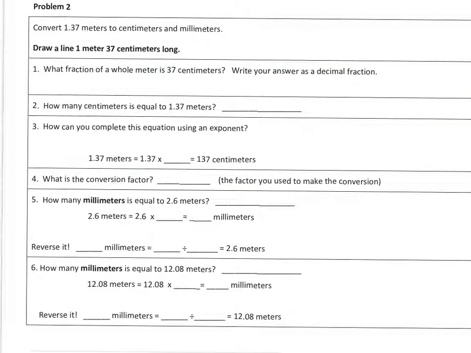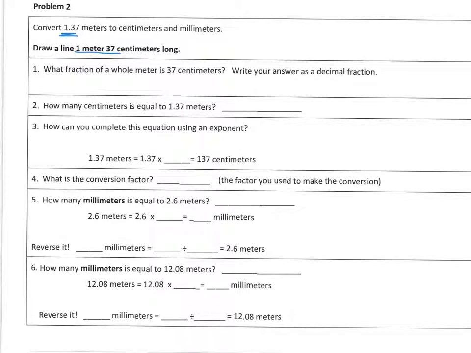So if we have a line that's 1 and 37/100 meters, or 1 meter and 37 centimeters, we know that because there's 100 centimeters in a meter and 37/100 of a meter is 37 centimeters. So what fraction of a whole meter is 37 centimeters?